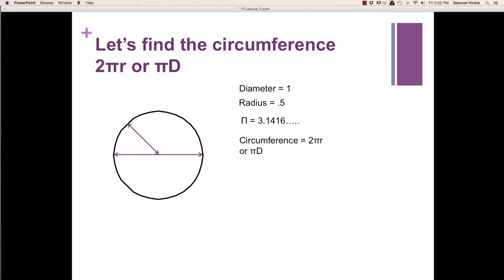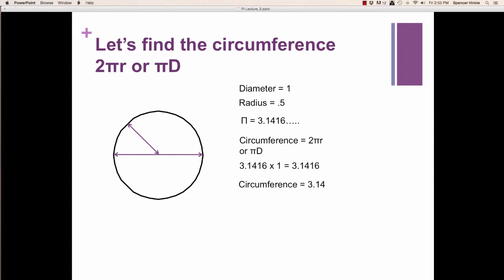Let's go ahead and calculate the circumference of our circle the way we usually do, using 2 pi r, or another way of expressing the formula is pi d. When we multiply pi times the diameter of 1, we get a circumference of 3.1416, and we can round that to 3.14.